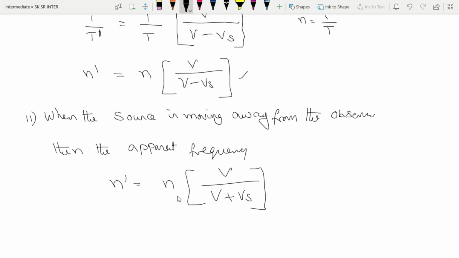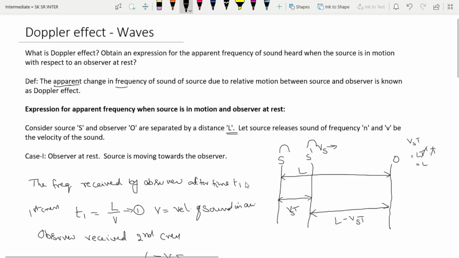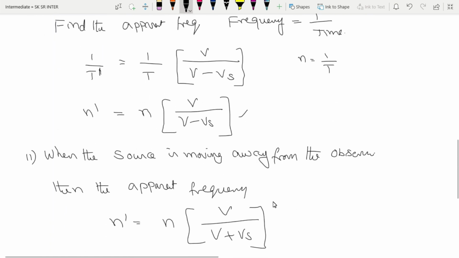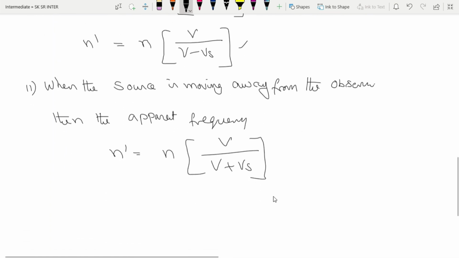This is an essay question, of course important for intermediate and important for NEET and mains. Okay, thank you.